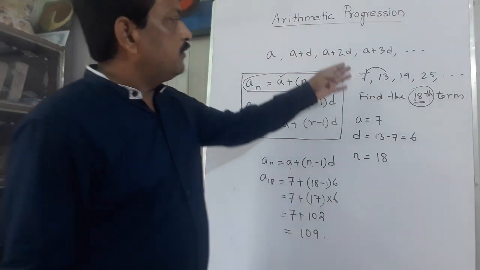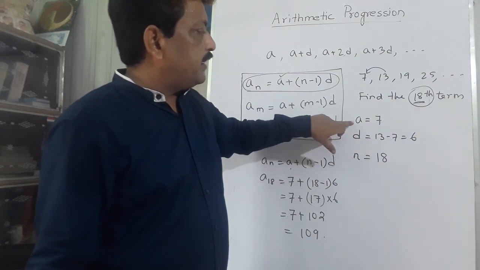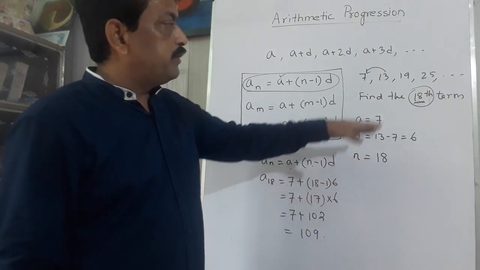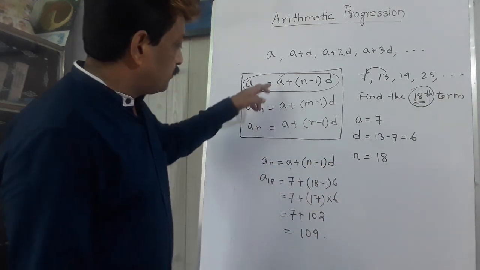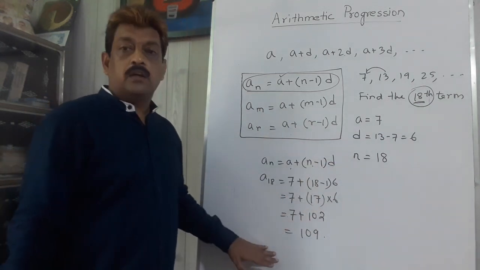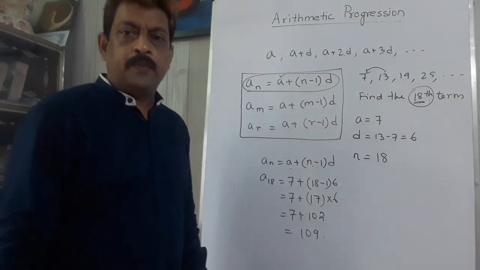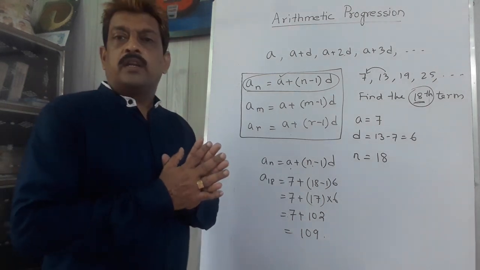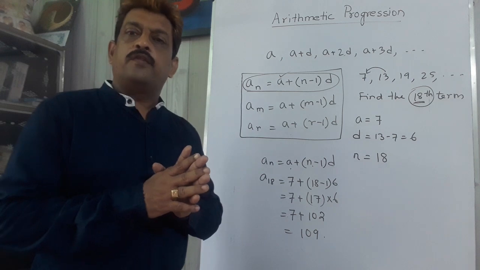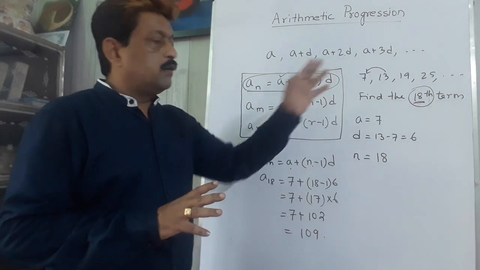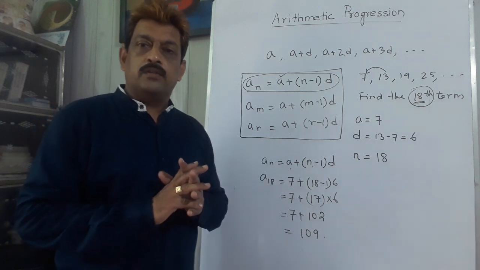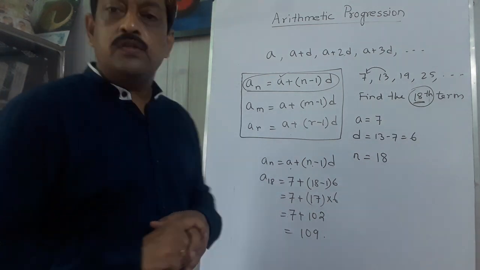The AP will be given. From there we will find a and d, and the question will be given. From there we will get n, and then use this formula to find the particular term. So in this way we can calculate any term of an AP if the first term and common difference are given. Okay, so this is all for today.